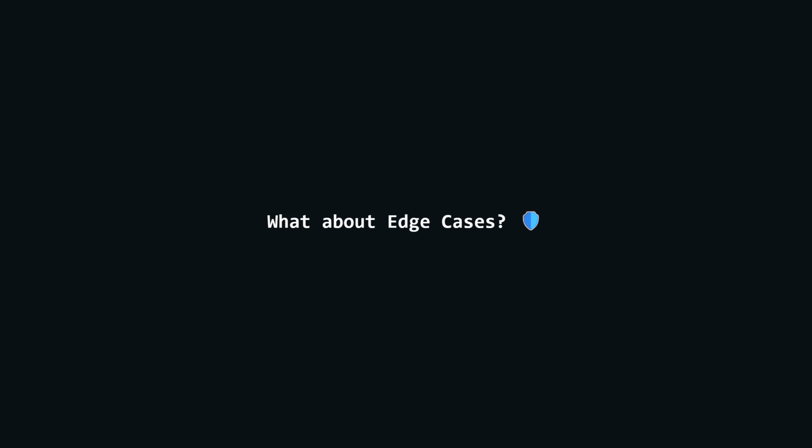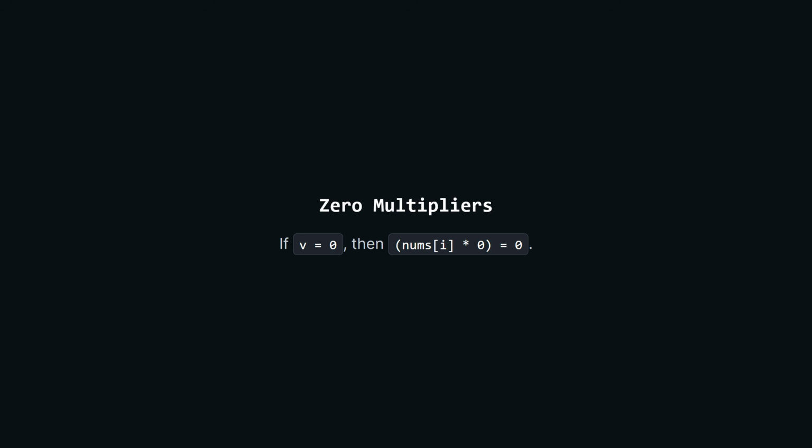Now, are there any weird edge cases we need to worry about with this approach? If one of our queries gives us a multiplier of 0, our code naturally handles it by just turning those array elements into 0 without causing any errors. Also, because we apply the modulo operation directly inside the update loop, our intermediate numbers never grow large enough to cause overflow crashes no matter how many times we multiply them.